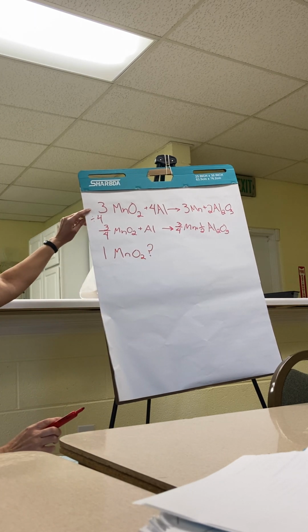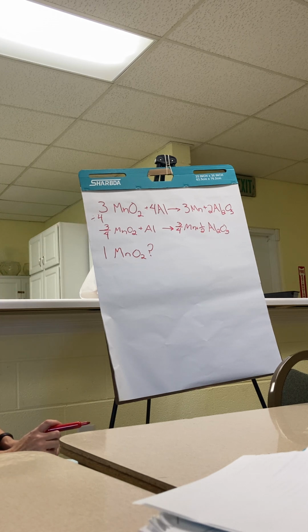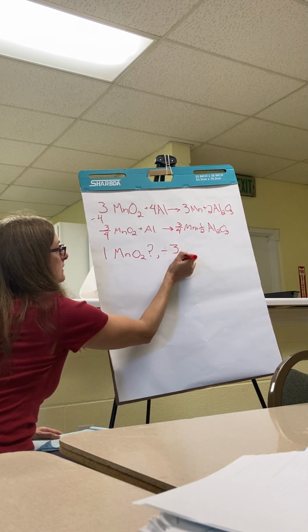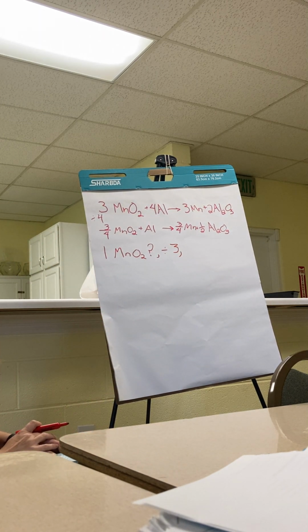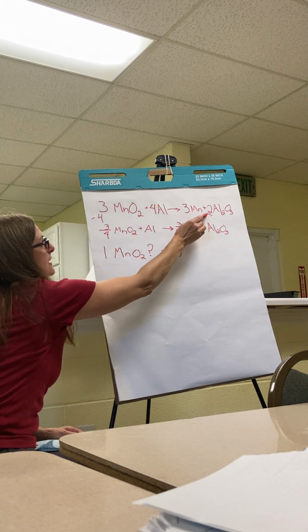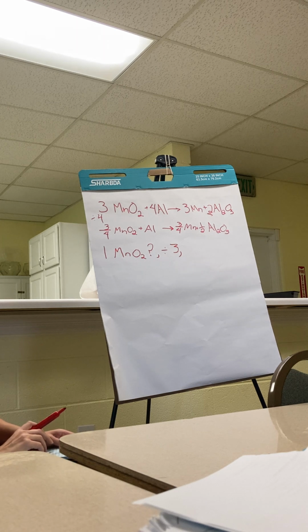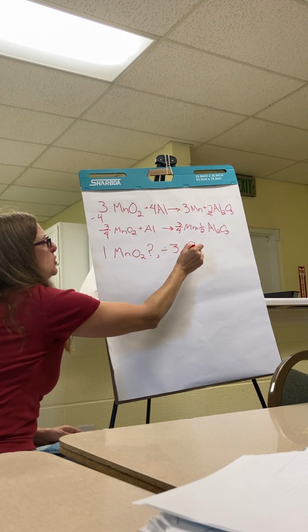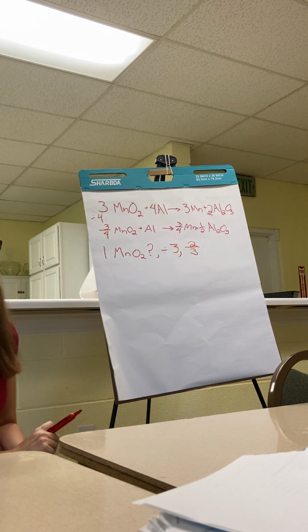What will I divide it by? 3. I will divide everything by 3, which will give me how much aluminum oxide? 4/3. I'm starting here. Not, so, 2/3. 2/3 what? Aluminum oxide. 2/3 aluminum oxide. What's my units? 2/3 a gram, 2/3 an atom, 2/3 a mole.